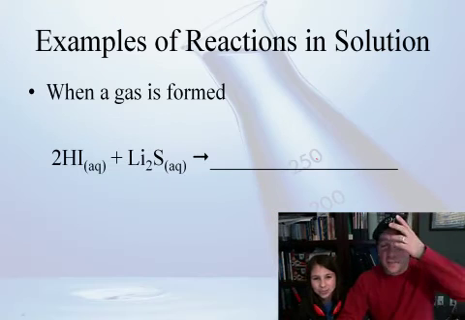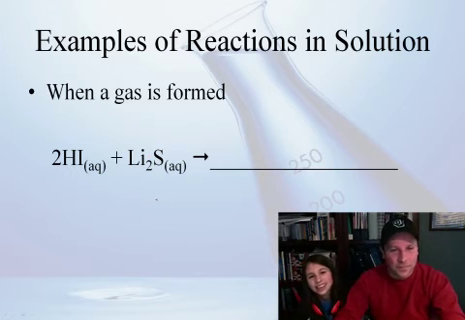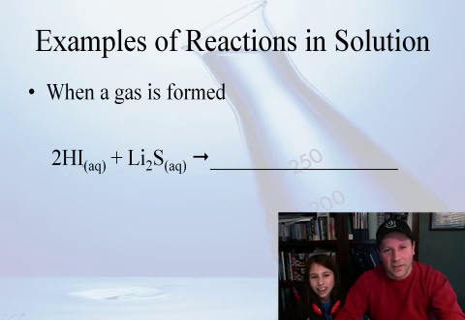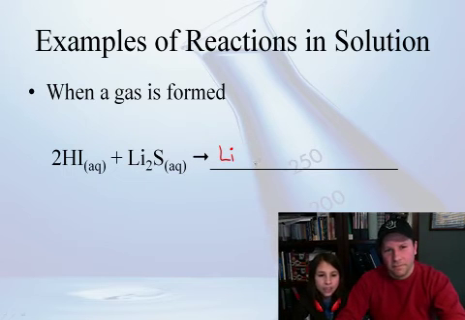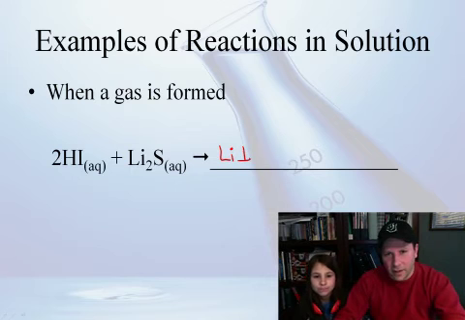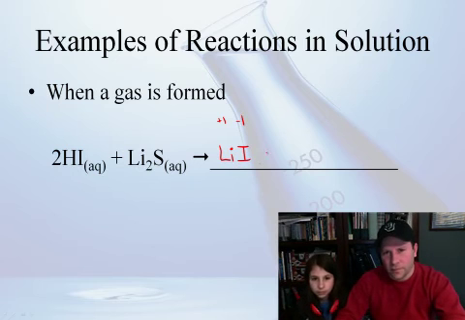It's an L. The next one is when gas is formed. You ready? Okay. So we got two HI, and I already started balancing, I guess. Li2S. And what's going to happen? Another wife swap deal. Let's go with the lithium first. What's the lithium going to go with? Iodine. So I'm going to go LiI. Lithium is a +1. Iodine's a -1. Is it neutral? Yep. And the H and the S are going to go together.